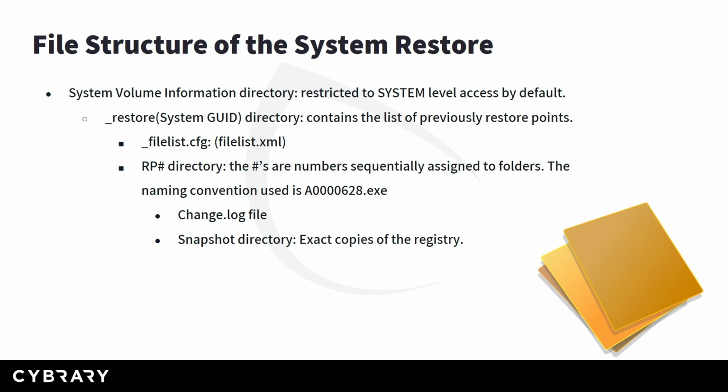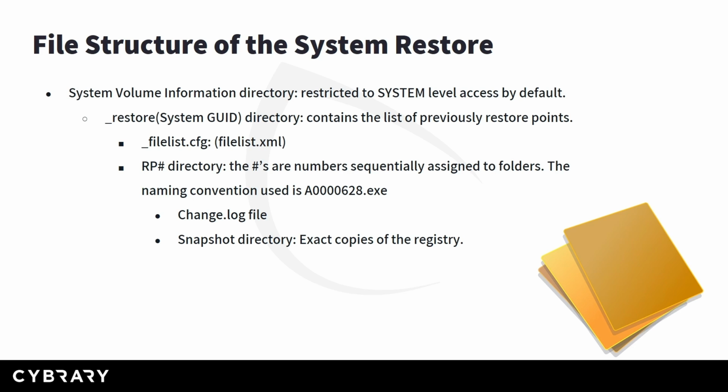The _restore followed by a system identifier resides inside the System Volume Information directory. This directory exists only when system restore monitoring is enabled and contains the list of previously created restore points. The restore point folders are appropriately named RP, followed by numbers sequentially assigned to folders. This directory also contains _filelist.cfg, which is a binary file that contains the list of the monitored extensions and excluded directories found in filelist.xml that was mentioned in the previous video.